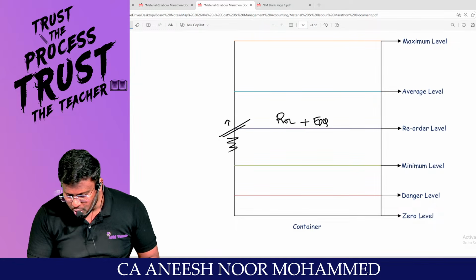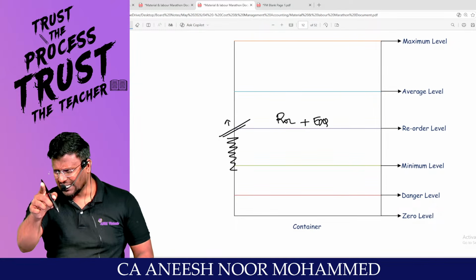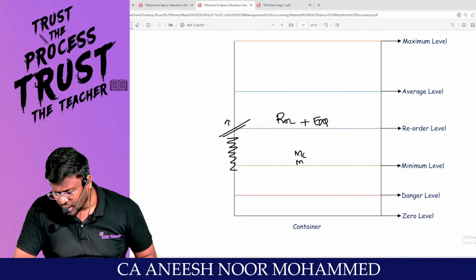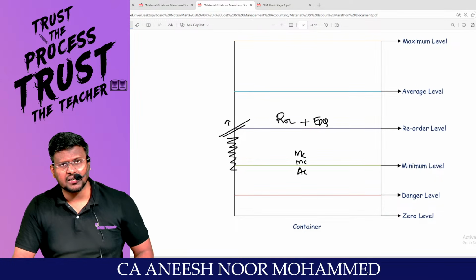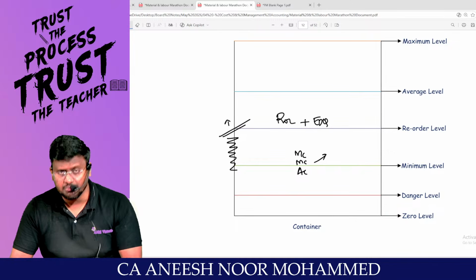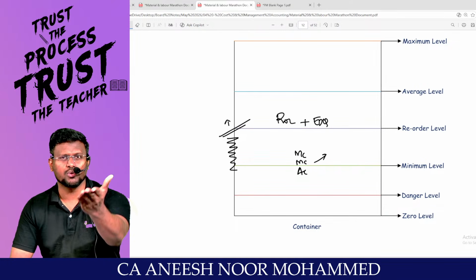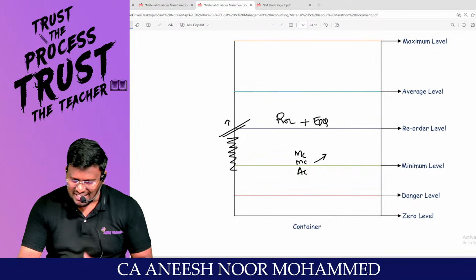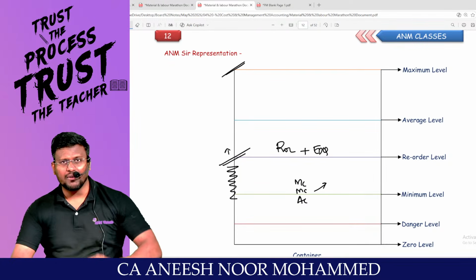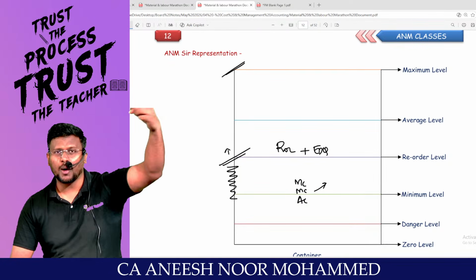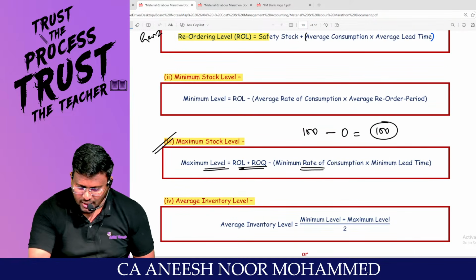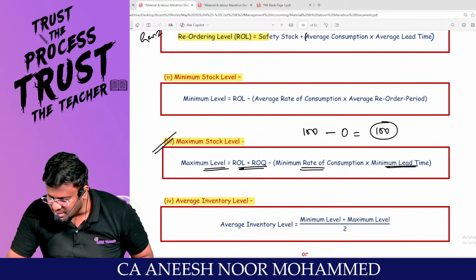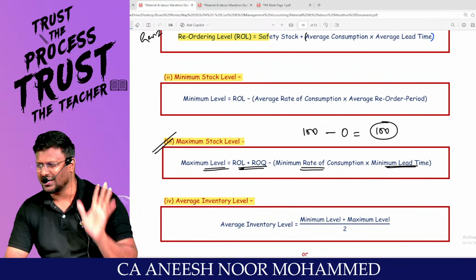By that time, you will be consuming something. That consumption may be minimum consumption, maximum consumption, or average consumption. If you reduce maximum consumption, maximum minus maximum, you will get only 0. I want the answer as maximum level. Maximum level means the answer should go up. For the answer to go up, I should reduce only the minimum. That's why I'm reducing minimum consumption into minimum lead time.